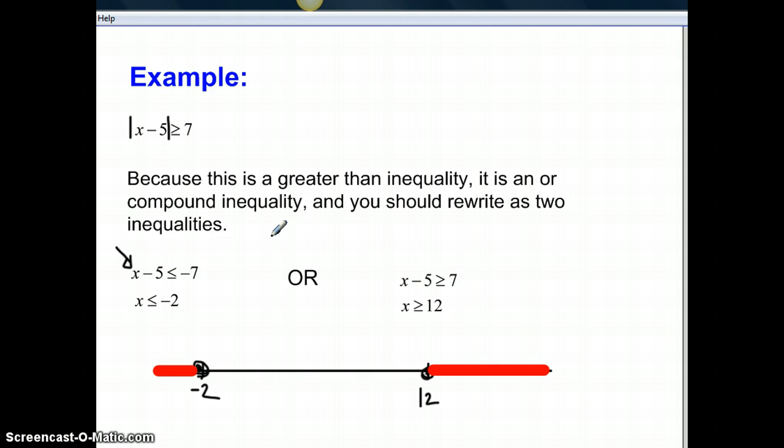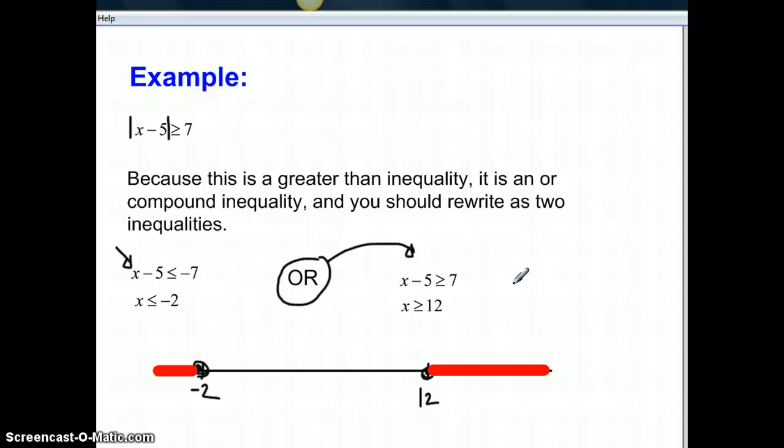Now the or comes in with the other case, and the other case is actually the easier case. We take the original problem, x minus 5, and we just solve it for greater than or equal to 7. So we're going to add 5 to both sides, and we get x is greater than or equal to 12. Now when you graph this, knowing that it's an or, you know it should go in two opposite directions with the middle being blank on the graph. If that does not happen, you've done something wrong.